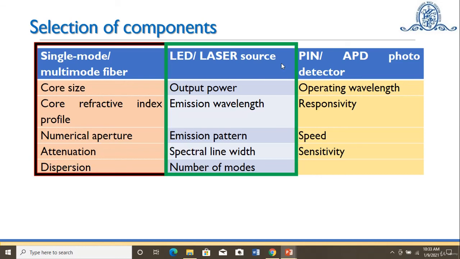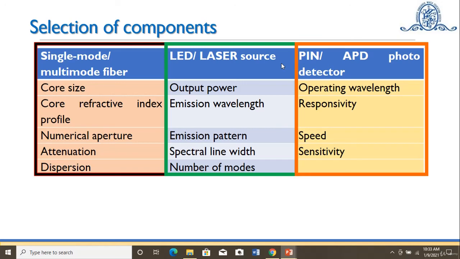The second important component is the source. It may be LED or a laser. And the specifications are output power, emission wavelength, emission pattern, spectral line width and number of modes. The third one is the photodetector. It may be PIN or APD, and it is decided based on operating wavelength, responsivity, speed and sensitivity.